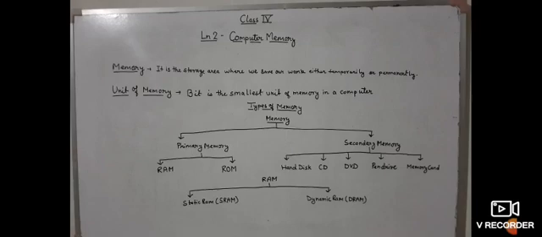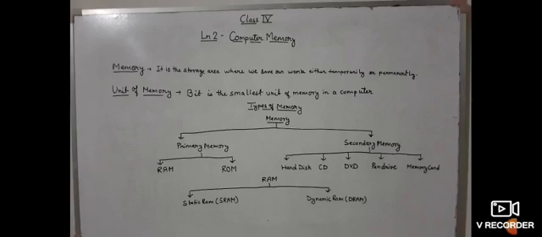Now, memory is the major part of a computer. It is similar to the human brain. Now, the unit of memory: the bit is the smallest unit of memory.